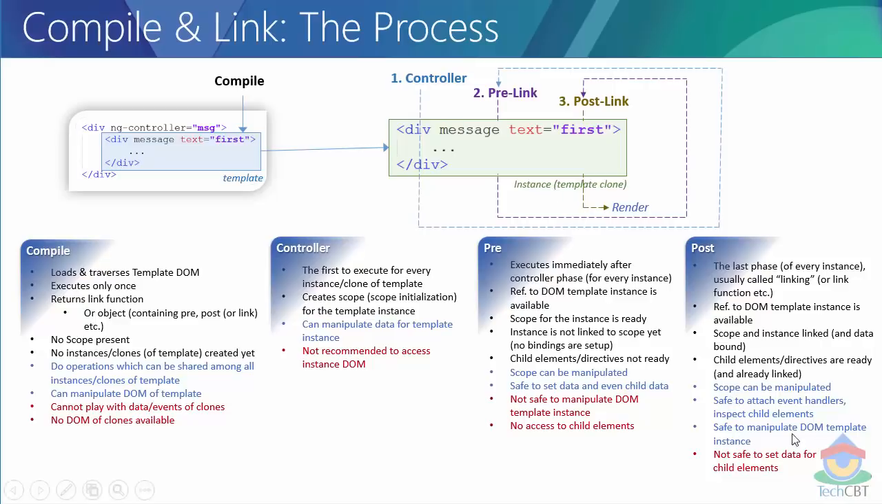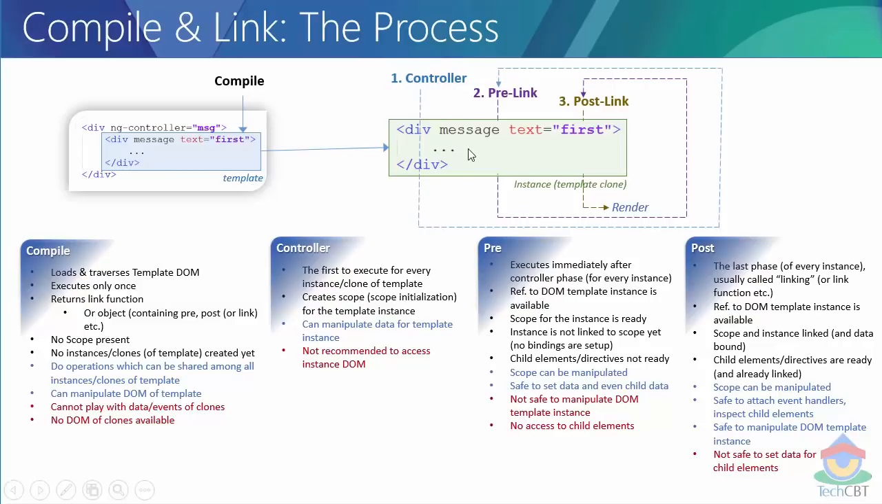It is safe to manipulate DOM here. As you know, this is the last phase and all the DOM is ready, all the child directives are ready, all the events can be handled. At the same time, you can change the DOM in whatever way you want just before the rendering phase. And this is most important. It is not at all safe to set the data for the child elements here, because the child elements have been successfully processed here, including all the postlinks of the child elements.